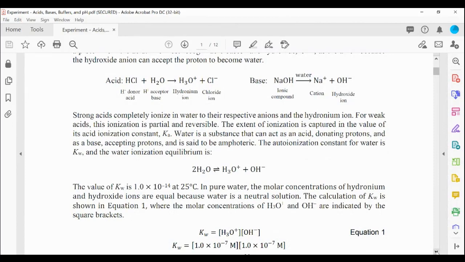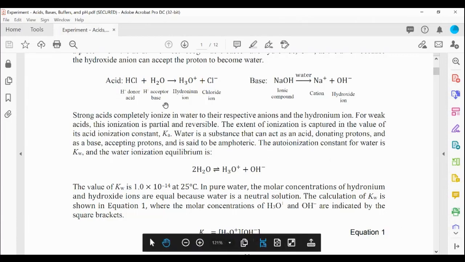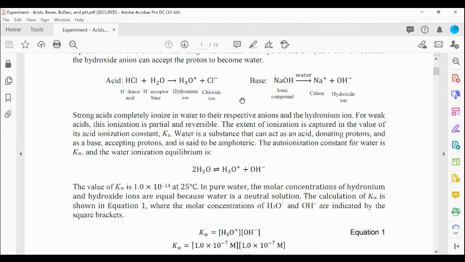In today's experiment, we see here these two equations. And this is pretty clear, but how are we going to recognize that this is a strong acid and this is a strong base? How do we know that this is a strong acid?